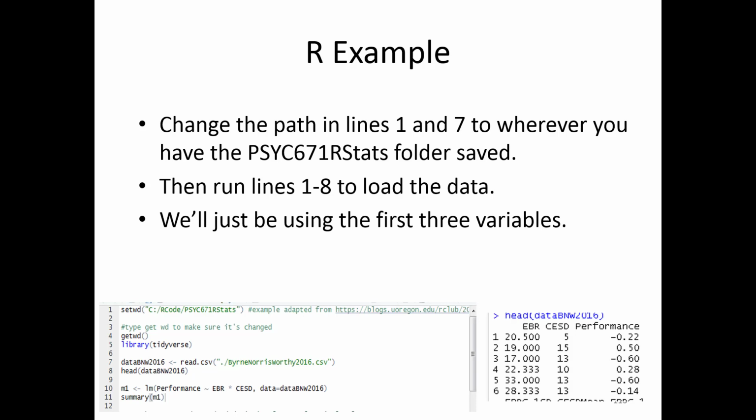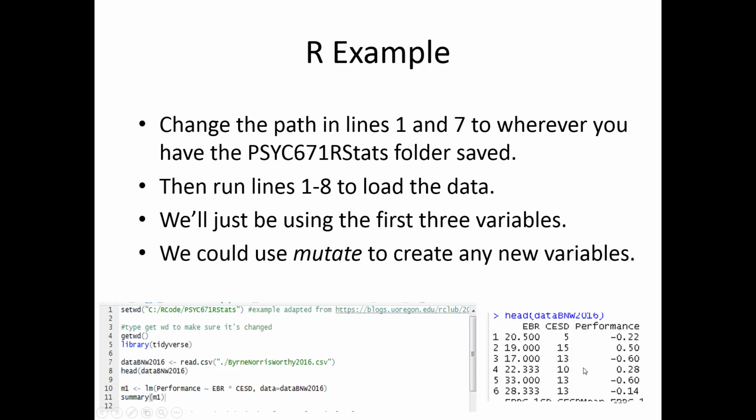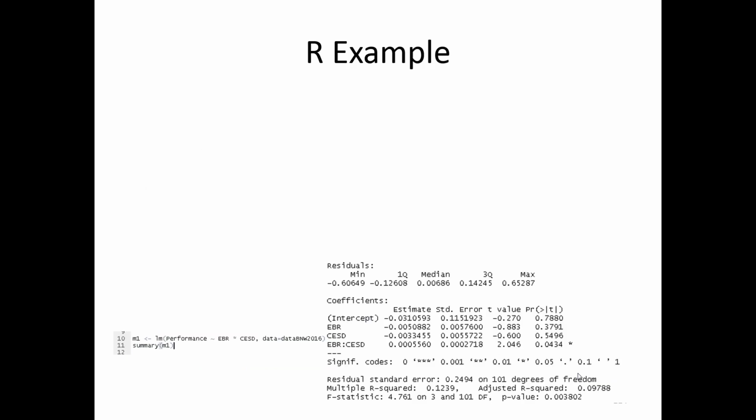So we'll just be using the first 3 variables in this case. We could use mutate to create any new variables, or we could use the dollar sign as well, that I've talked about in some prior lectures.